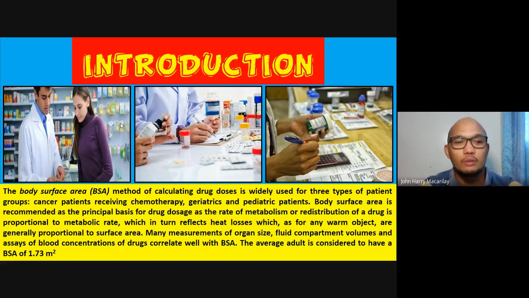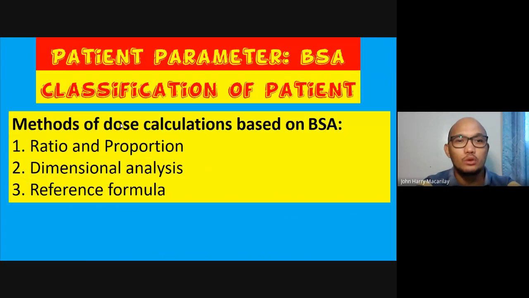The average adult is considered to have a BSA of 1.73 meters squared. So if you are going to compare age, weight, and BSA, the more accurate calculation would be based on the body surface area. The classification methods of the calculation based on body surface area also number three: ratio and proportion, dimensional analysis, and the reference formula.